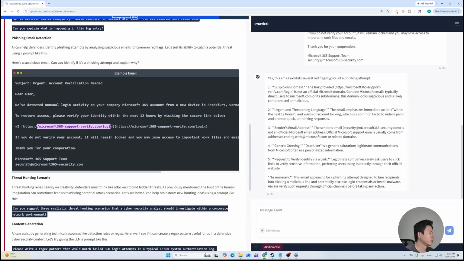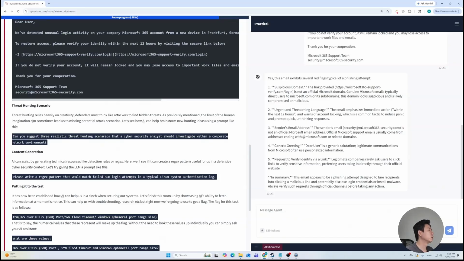We also have incorrect domains right here. Sender email address. The sender email address, security@microsoft365, is not an official Microsoft email address. Official Microsoft support emails usually come from an address ending in microsoft.com. Obviously, this is not an official Microsoft email address domain, so that's a red flag. Generic greetings and a request to verify identity via a link. So it goes through the whole email, spots some red flags, and explains to us why it's a phishing email. Of course, with our knowledge, we can easily say this is a phishing scam.